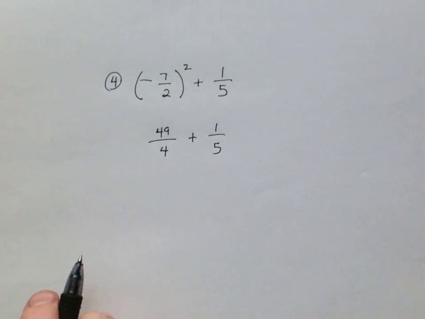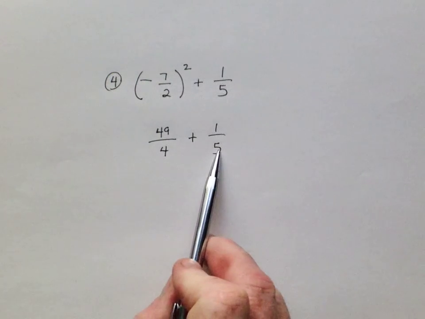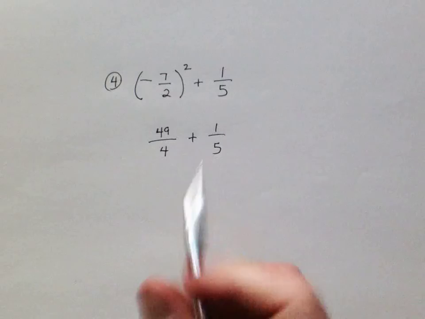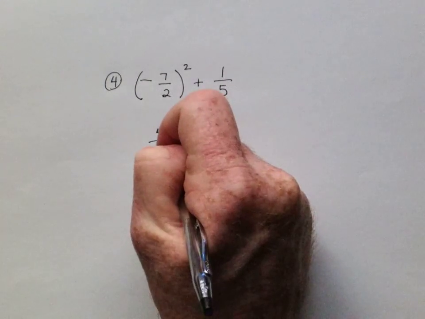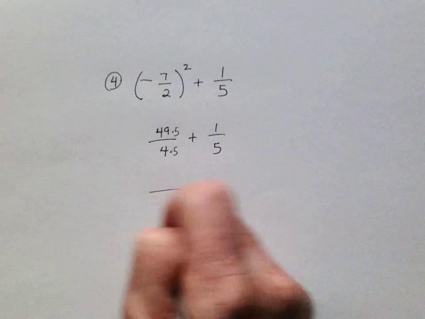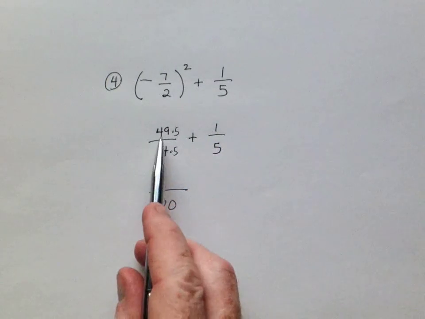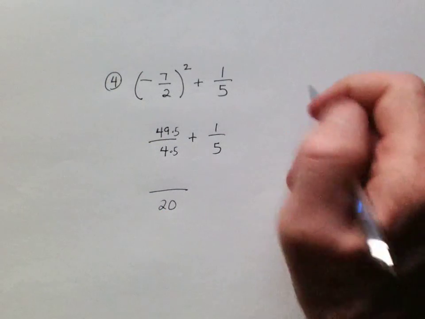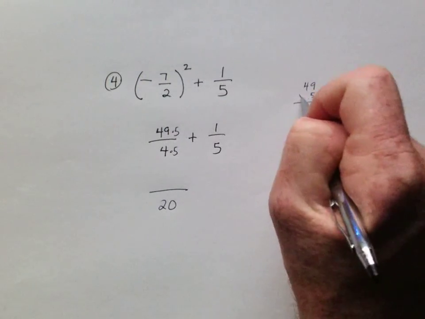Once again, to add fractions, we need a common denominator. So what I can do is change both of these into the number 20. This one I'll have to multiply by 5. So this is now going to be out of 20. And then 49 times 5. So over here on my scratch paper, 49 times 5.